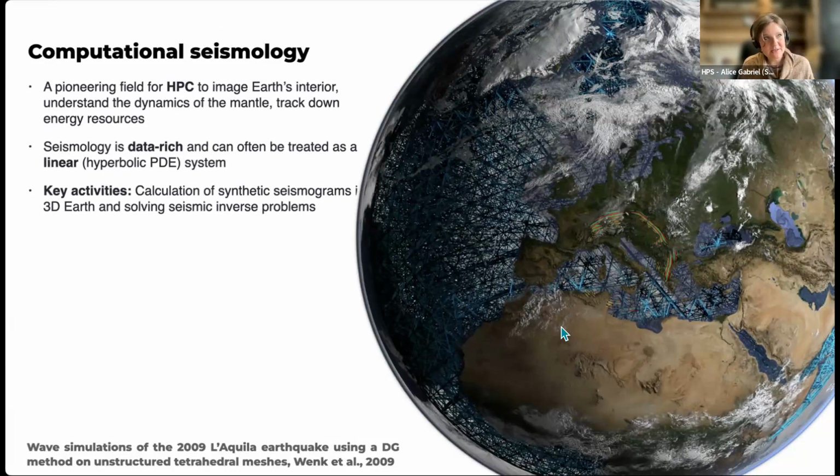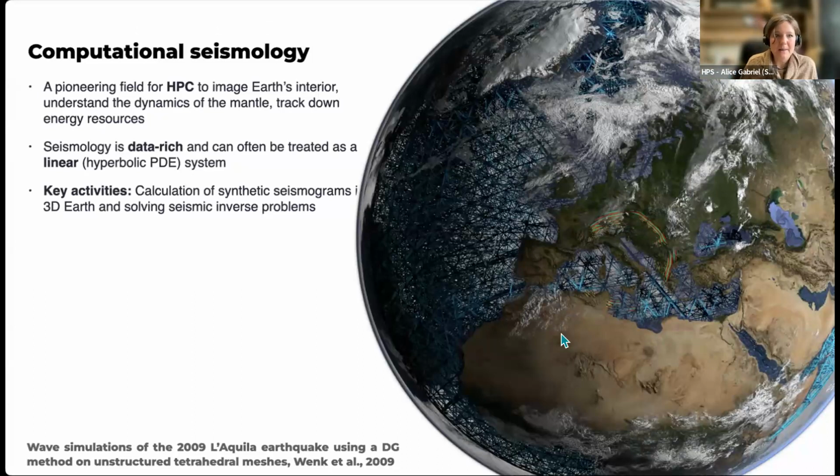We as seismologists are typically data-rich. And also the equations that we're solving and our problems can often be treated as linear systems. That means we can use hyperbolic partial differential equations, such as the wave equation, to describe the problems that we're after. And these really lend themselves to be solved in an efficient way on a distributed computing system.